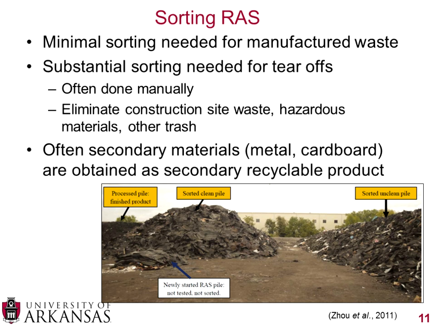And this needs to be done because you want to get rid of construction site waste, hazardous materials, and other trash, as mentioned on the previous slide. Now, there are some things that you can do. For example, if you believe that there's a significant amount of metal in your RAS, as nails are used to put shingles on often, you can put a magnet by a conveyor belt. And in theory, that should attract the majority of the metal.